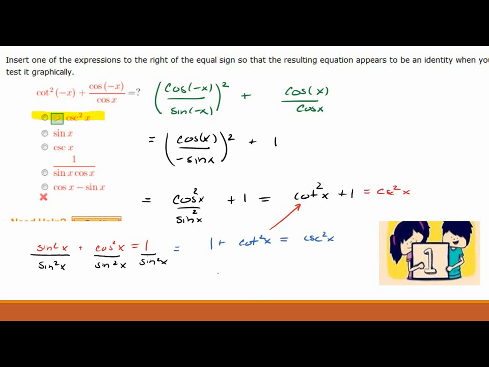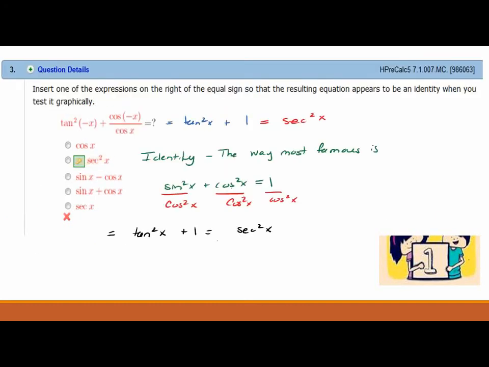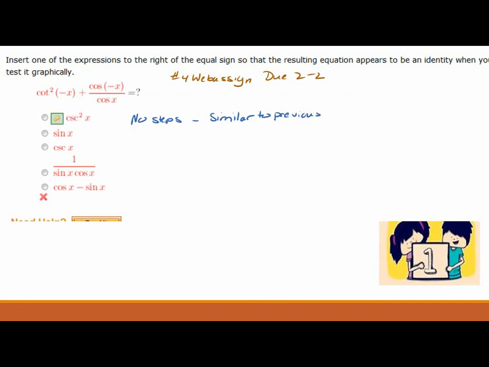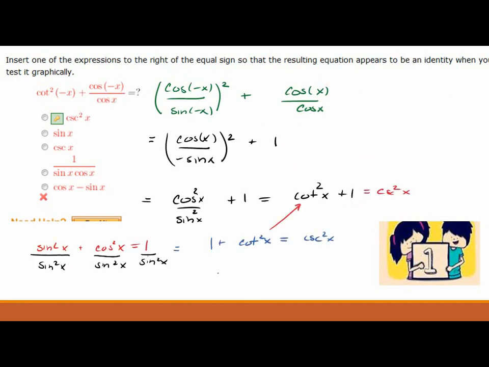Good? The previous question was, I think, tan squared, slightly different, right? Okay, questions?